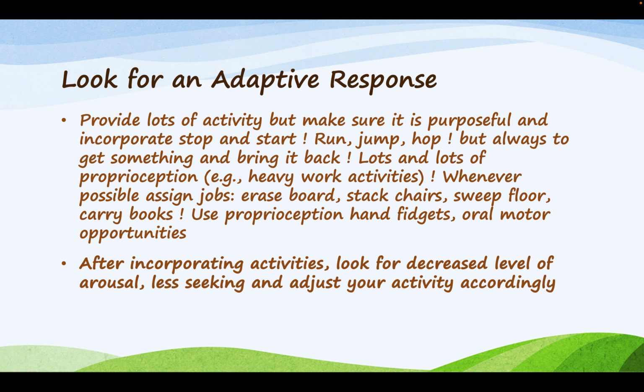So what we're doing is we're looking for an adaptive response. We're going to provide lots of activity, but we want it to be purposeful, and we want to incorporate a stop and a start. So it's a run, a hop, and a jump, and then stop. Bring it back. Lots and lots of proprioception. Whatever you do, again, when we talk about sensory diets, the magic formula, basically, movement, touch, then proprioception.